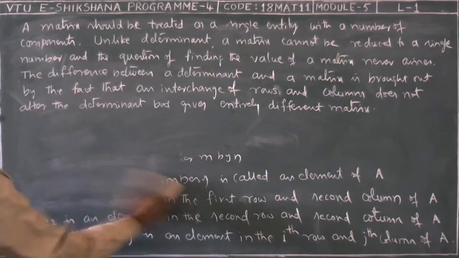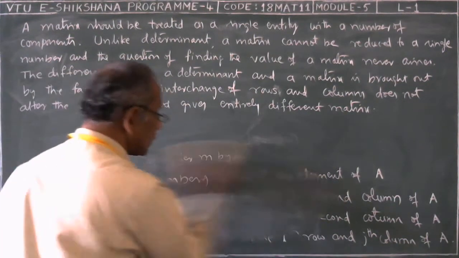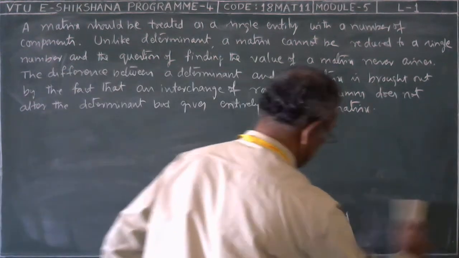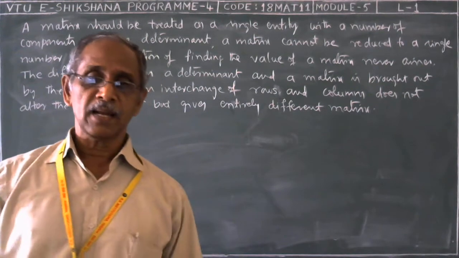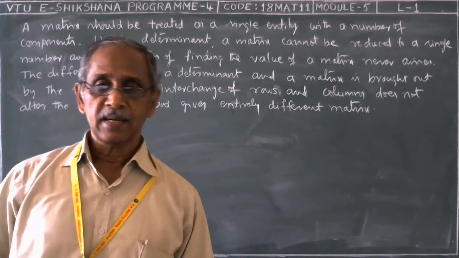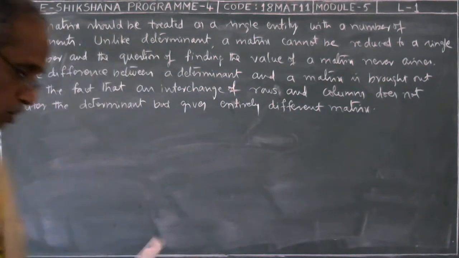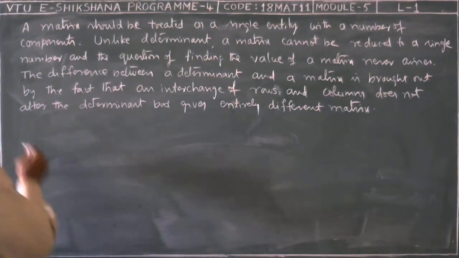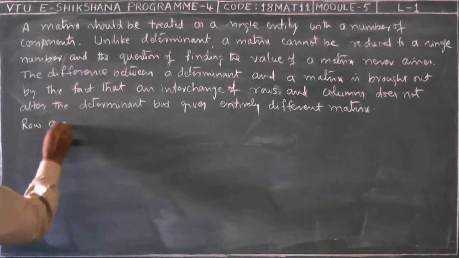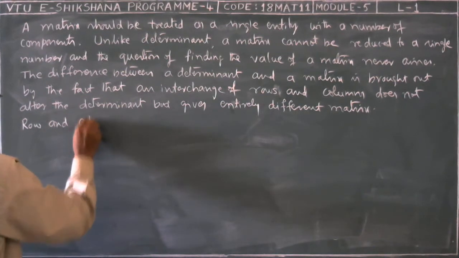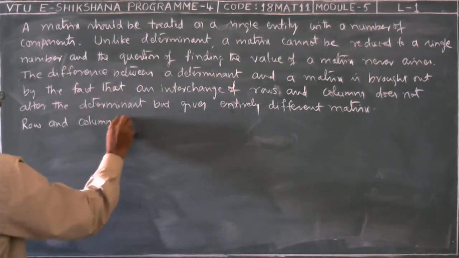If a matrix consists of a single row, it is called a row matrix. If a matrix consists of a single column, we say it is a column matrix. So, row and column matrices.